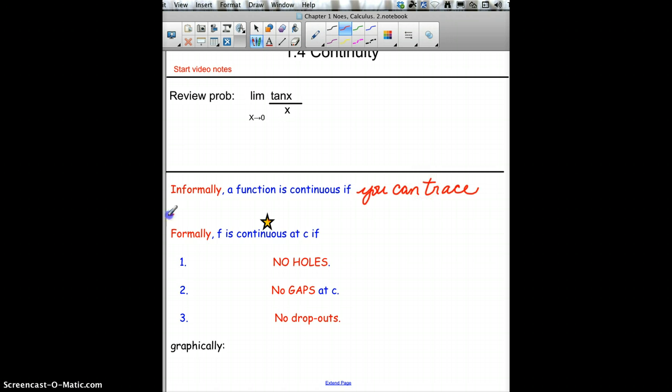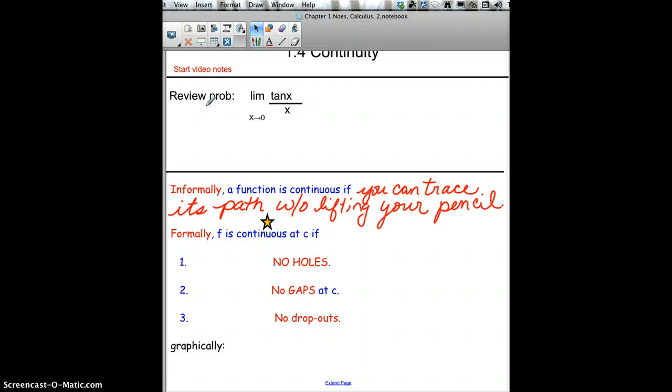You can trace its path without lifting your pencil. Well, obviously that would mean it's continuous. It's got no breaks or gaps or holes or anything like that. But we can't simply use that as our formal definition of continuity. Graphically, we could use that. You know, if I have to pick up my pencil, I'm going to say it's not continuous. But we have to talk about what causes us to not have to lift our pencil.